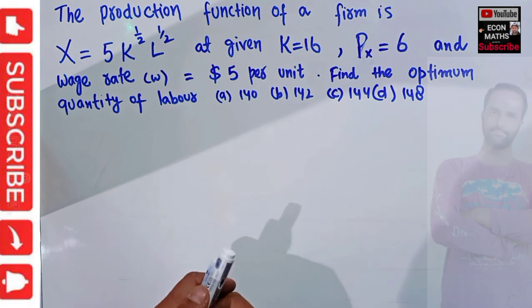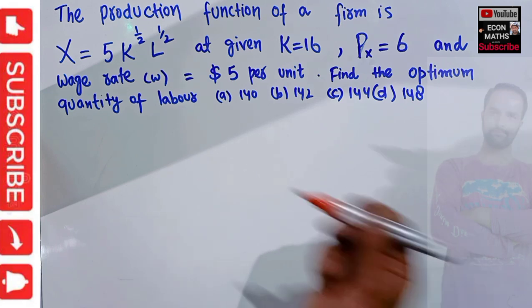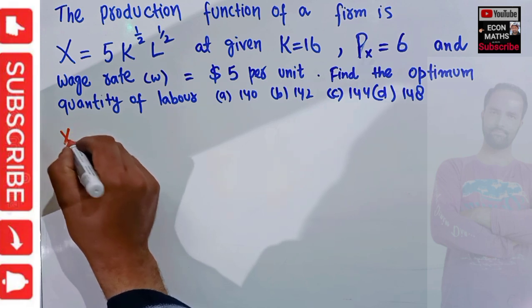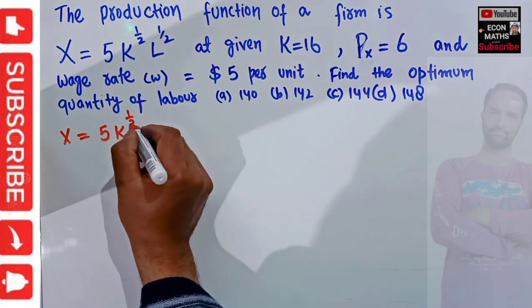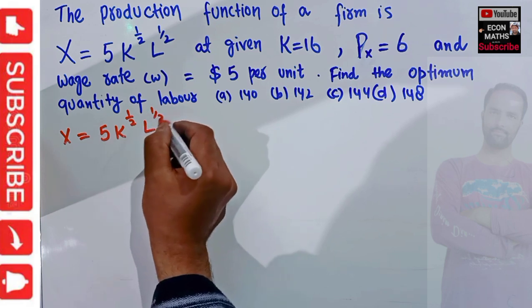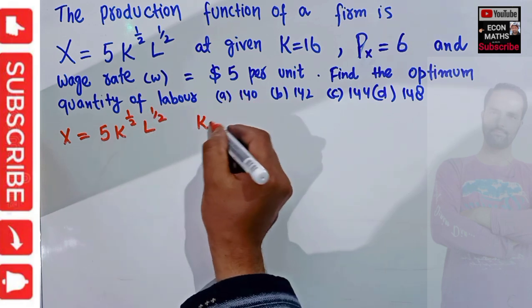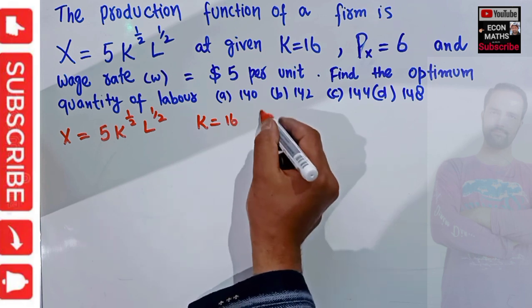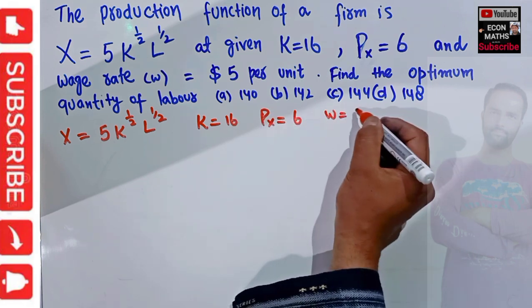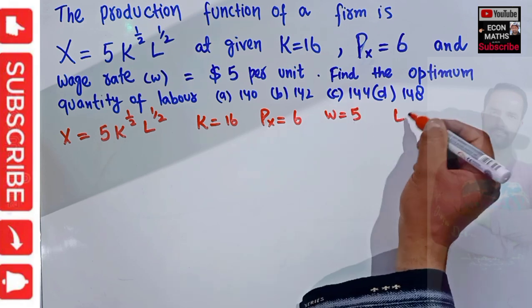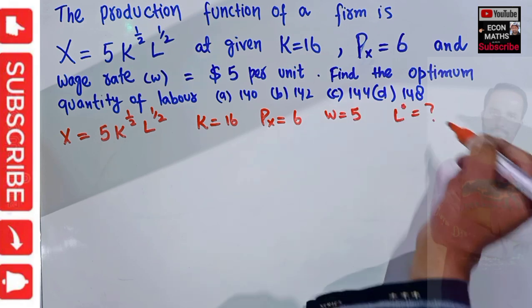Okay, so how do we solve this kind of question? Let us write the production function, that is X = 5K^(1/2) L^(1/2). Also, we are being given K = 16, price of output is 6, and W is 5. We need to find out the optimum units of labor.